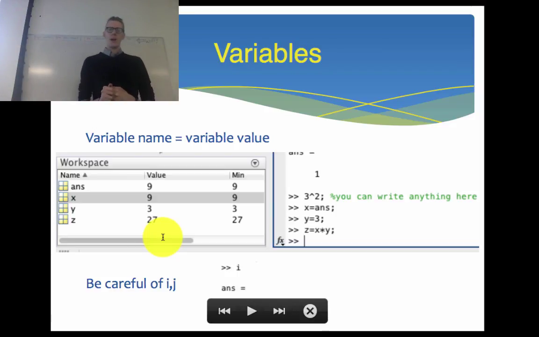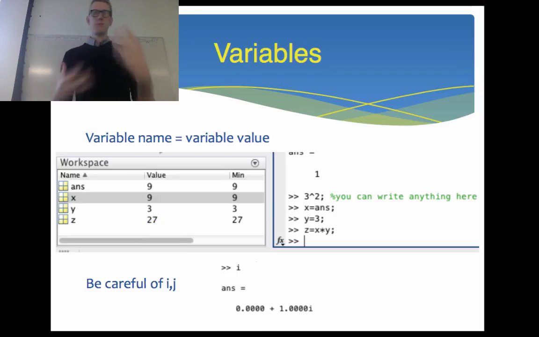And you can do more complicated statements and save their results to variables. So if I do x multiplied by y, it knows that x is going to be 9 because it's whatever the value ans had. y is going to be 3 because we set it in the line above. And so we get this 9 multiplied by 3, and z gets the value 27.